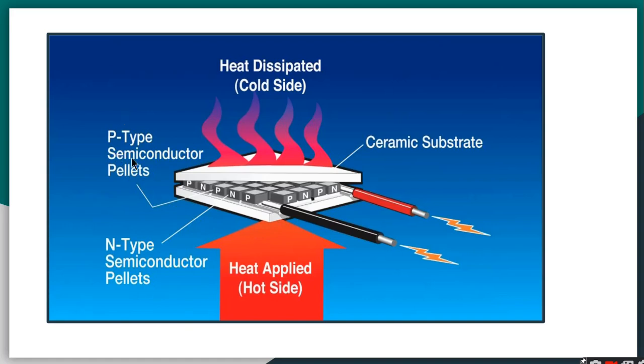In the generator, there are P-type and N-type semiconductors. The top and bottom are made of ceramic pieces. And when the heat is applied to the bottom, the top is cold but slowly dissipates into the heat. The N-type is negative, and the P-type is positive.